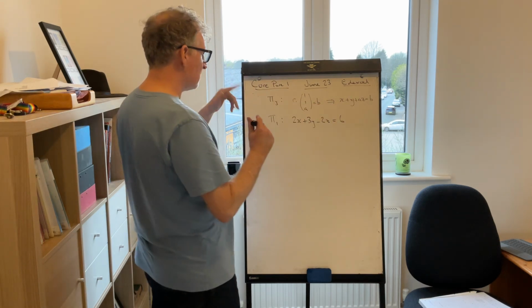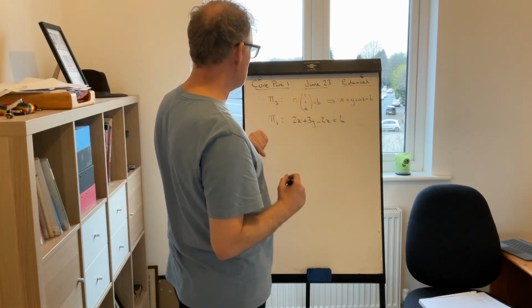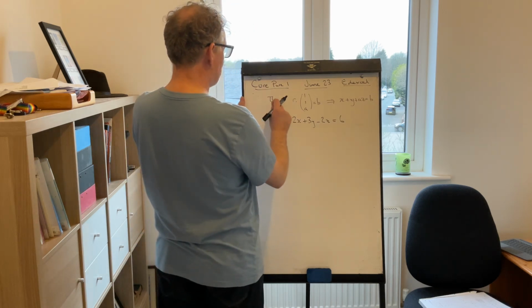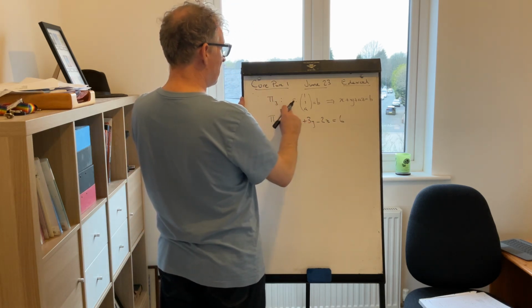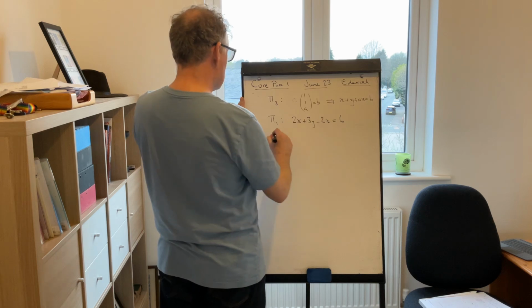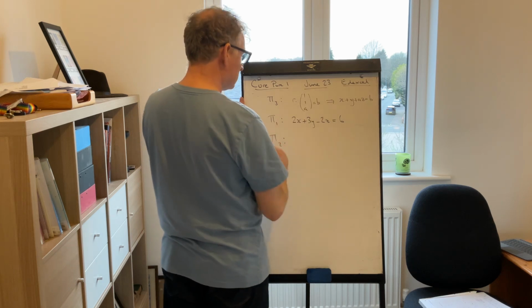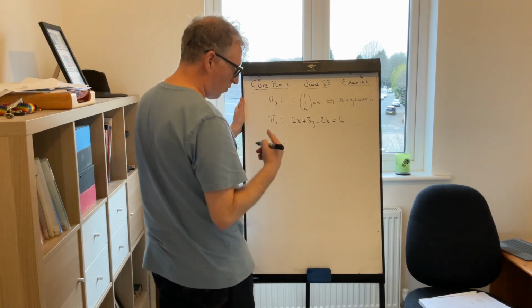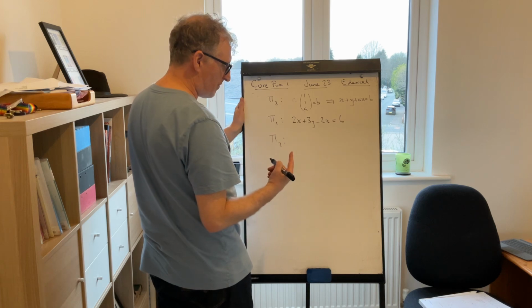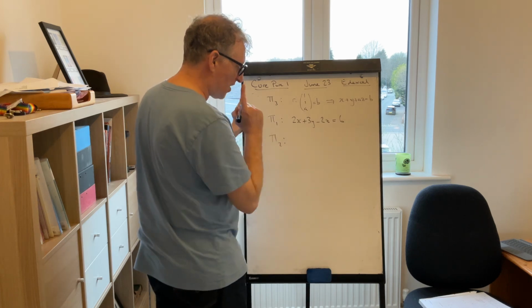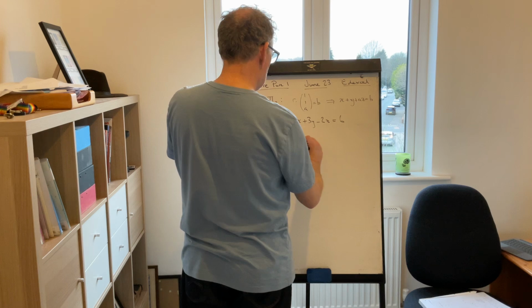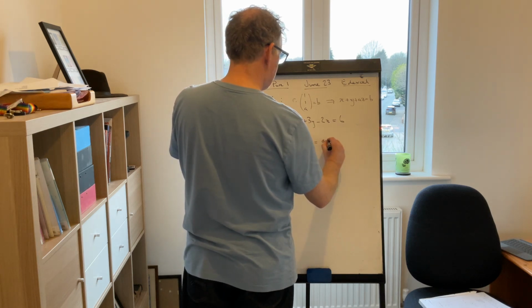Okay? So we need our third equation. So we've got pi 1 given to us in the question. We've got pi 3, they gave that as well. So pi 2, we do need the equation for that. Now we know the normal vector for pi 2. So we're going to use r dot n equals a dot n.